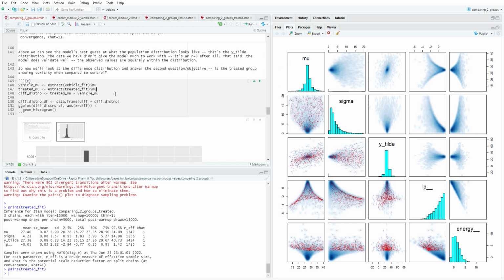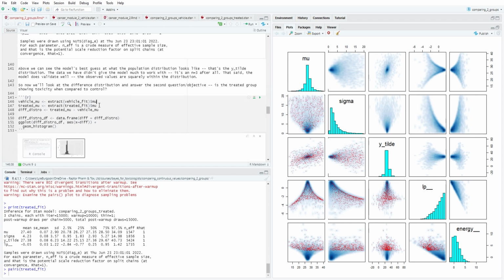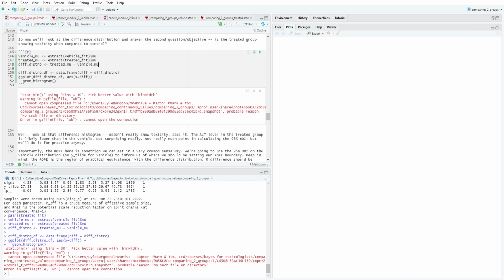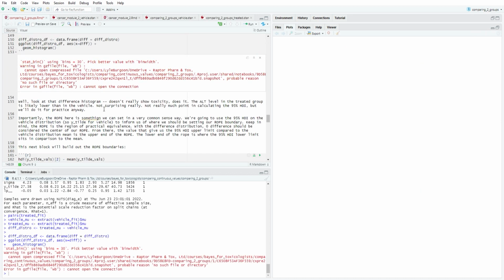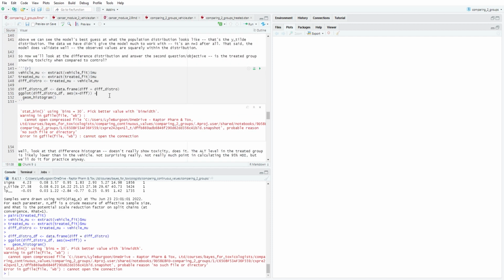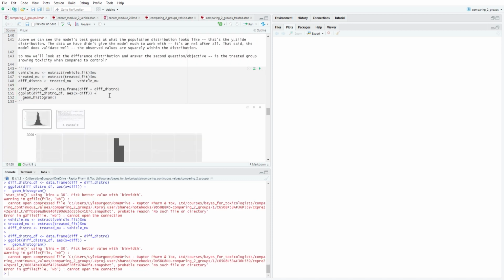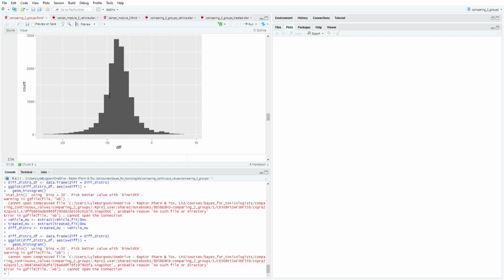So now we're going to use our vehicle mu data. So this is what the sampler thinks the mean for the vehicle is, as well as the treated mu, what the sampler thinks the treated mean is. And we're going to calculate our difference distribution right here. So let's run that, and then we're going to make a histogram of the difference distribution. Sometimes when you're running in the R notebook environment, you have to run it twice in order to get the histogram to actually pop up.